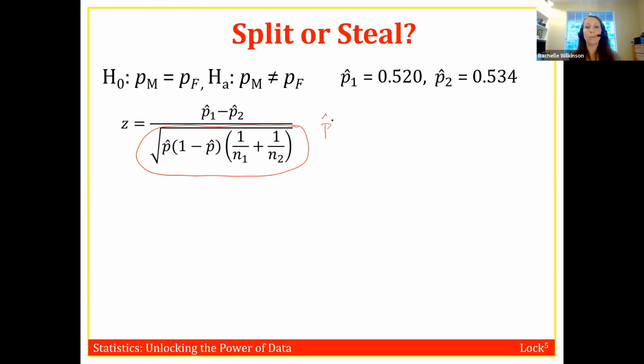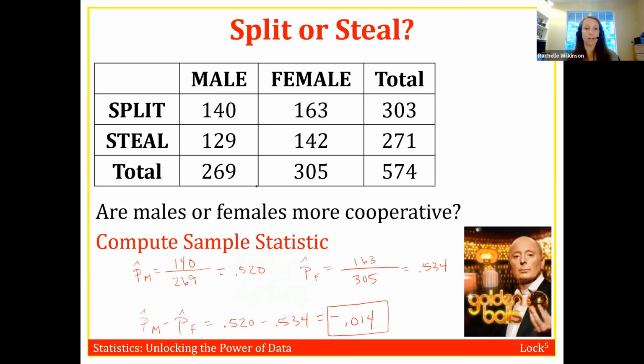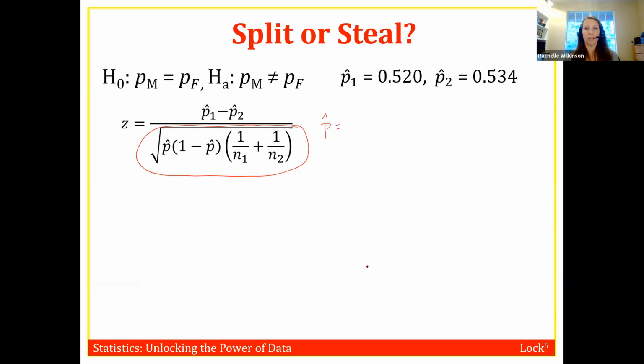So the pooled proportion, remember, is the number of successes in both samples combined. And basically what we're doing, if I go back here, see how I calculated my p hat m and my p hat f? To calculate the pooled proportion, I'm essentially taking the numerators from both of those, adding those together, and then I'm taking the denominators from each of those and adding those together. So that's where these numbers are coming from here.